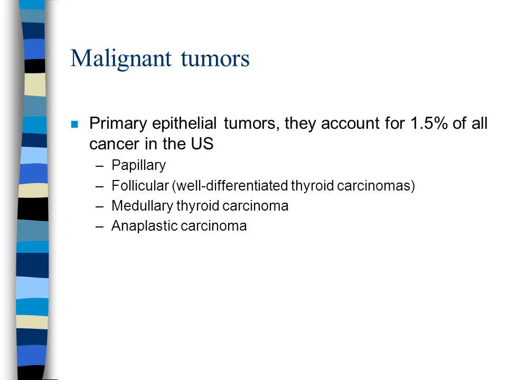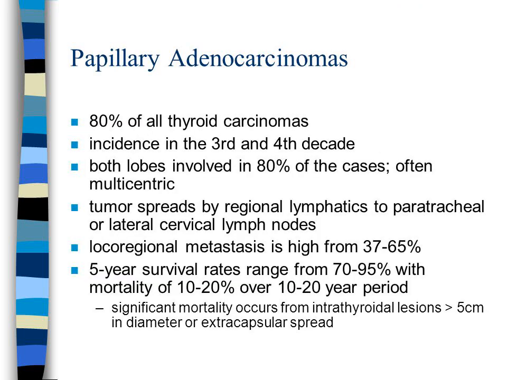Malignant tumors. Primary epithelial tumors account for 1.5% of all cancer in the US. Papillary, follicular, well-differentiated thyroid carcinomas. Medullary thyroid carcinoma. Anaplastic carcinoma. Papillary adenocarcinomas.